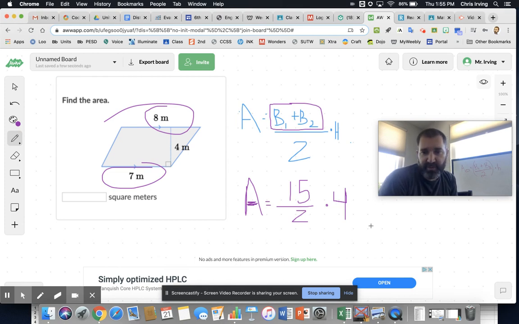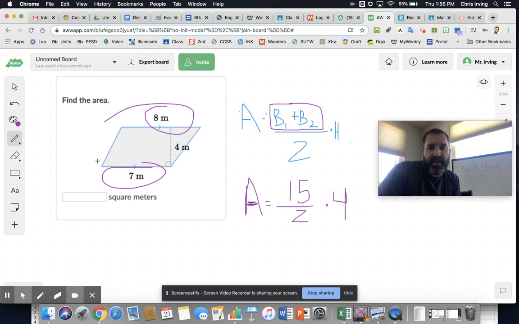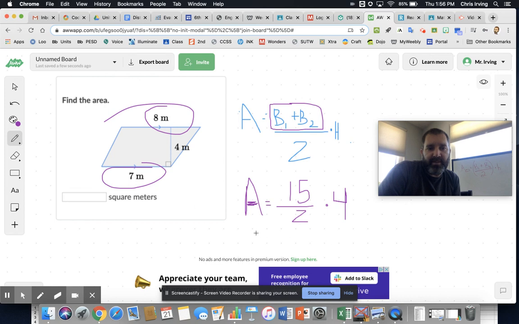Or if you'd like to do it differently, as he was showing you in the video, you could do 15 times 4 divided by 2. Either way, 15 divided by 2 is going to give me 7.5. And 7.5 times 4 is going to give me 30. If I wanted to do it the other way, I could do 15 times 4. That's going to get me 60. And half of 60, or 60 divided by 2, is also going to give me 30. So the answer to this problem is simply going to be 30 square meters.